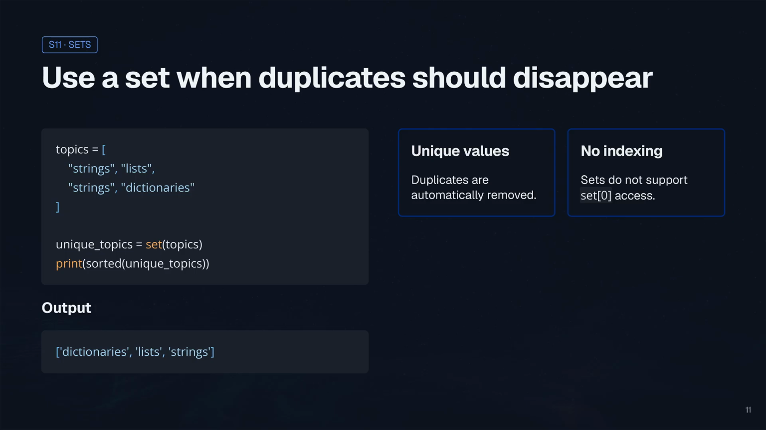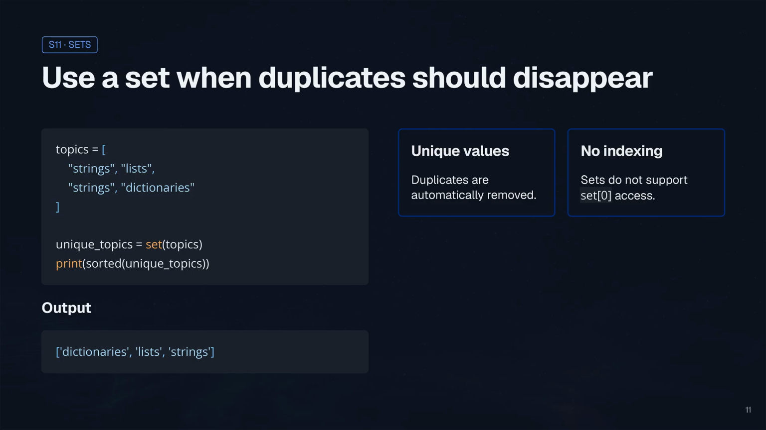Think of a set as a guest list. A name is either present or absent. There is no second identical guest. That uniqueness comes with a trade-off. Sets are not designed around position, so we can't reliably ask for item 0.